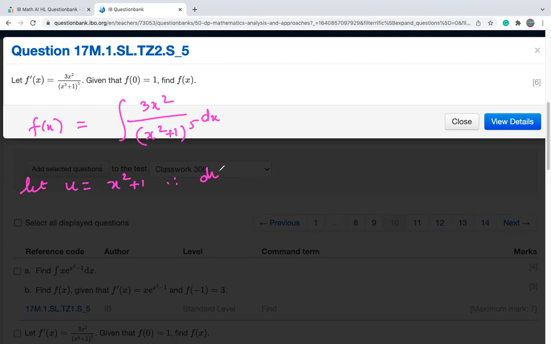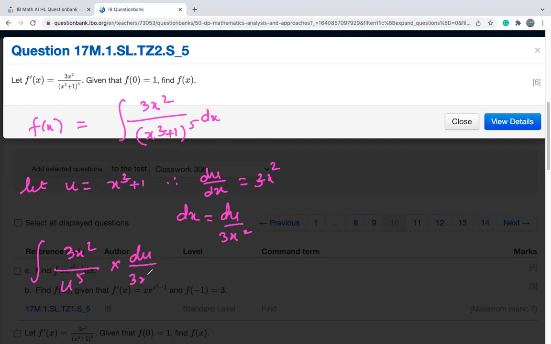So du by dx is going to be, sorry, this is x cubed here, so du by dx is 3x squared. So dx is du upon 3x squared. So you plug that in here. So it'll be 3x squared over u to the power 5 into du upon 3x squared. The 3x squared cancels, so you get the integral as du upon u to the power 5.